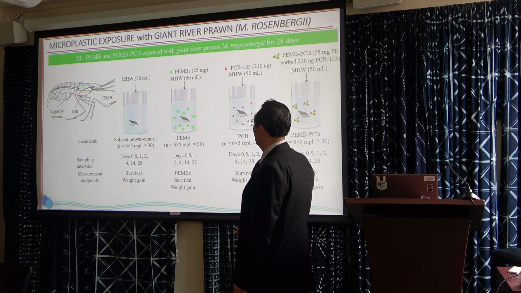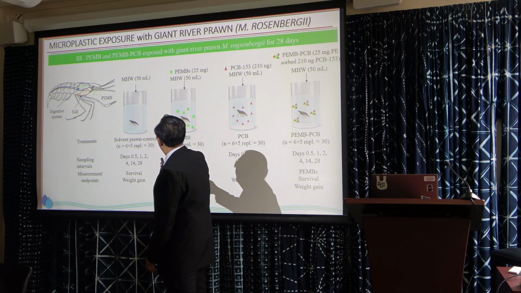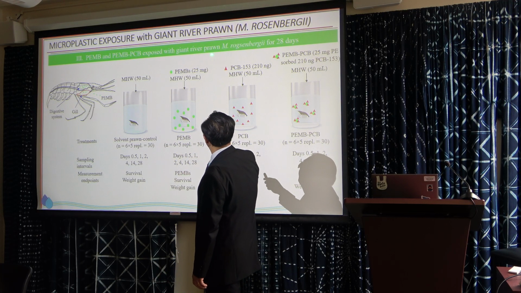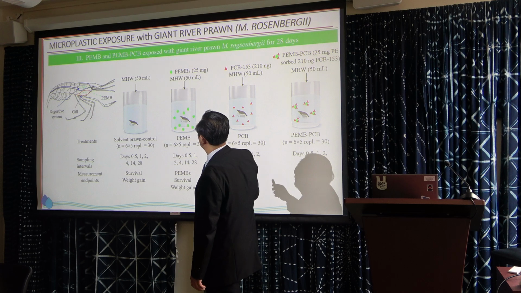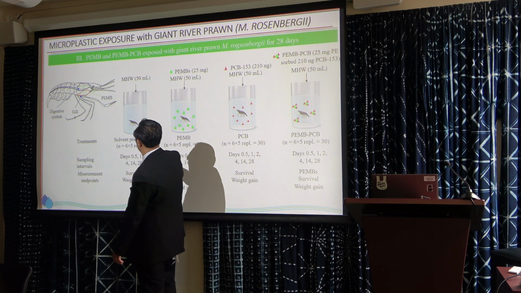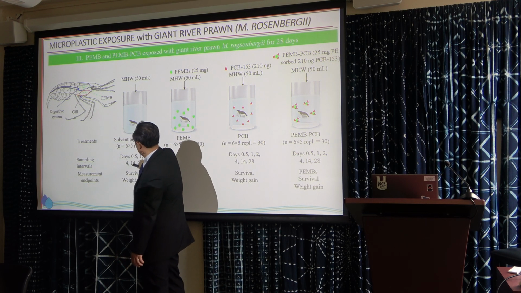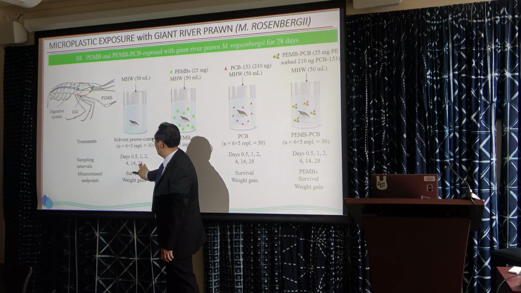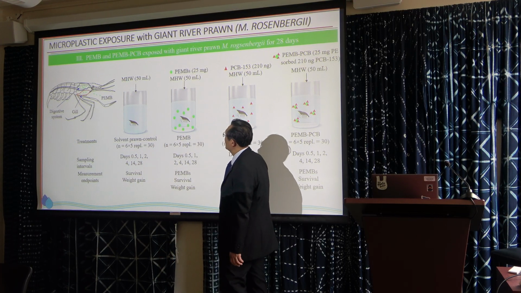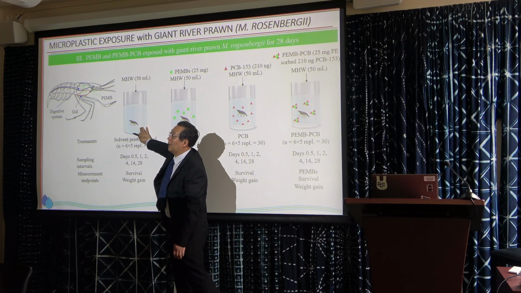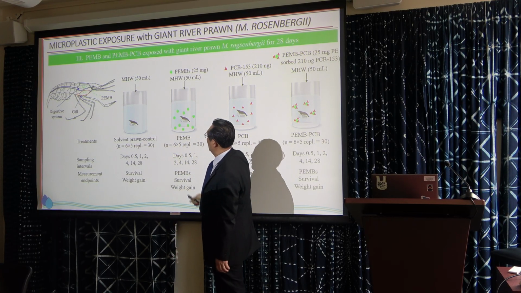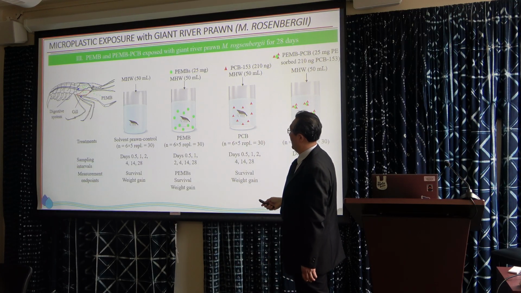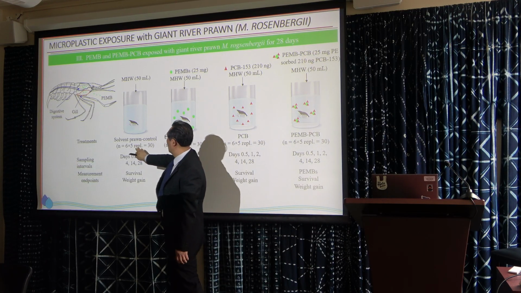Similar to this is the experiment exposing microplastics to the giant river prawn. This is very popular in the Sai Gon river system. And this experiment ran from 0.5 to 28 days. In each sample we have only one individual prawn, and we have 5 replications.